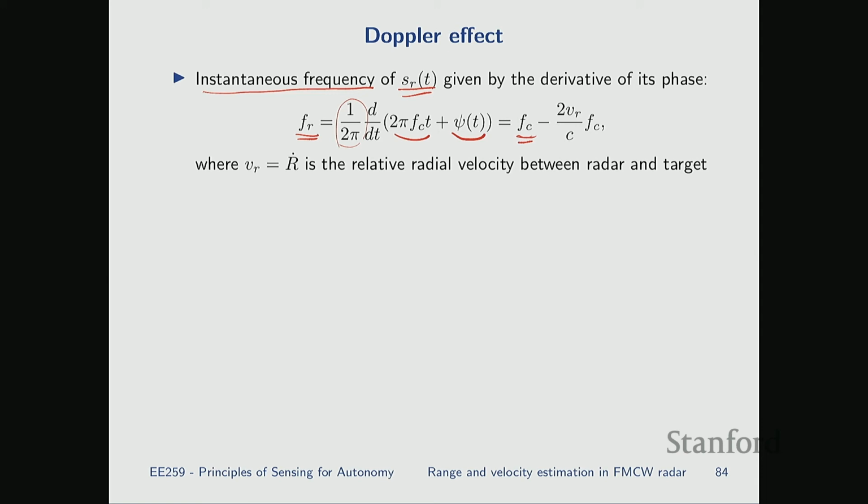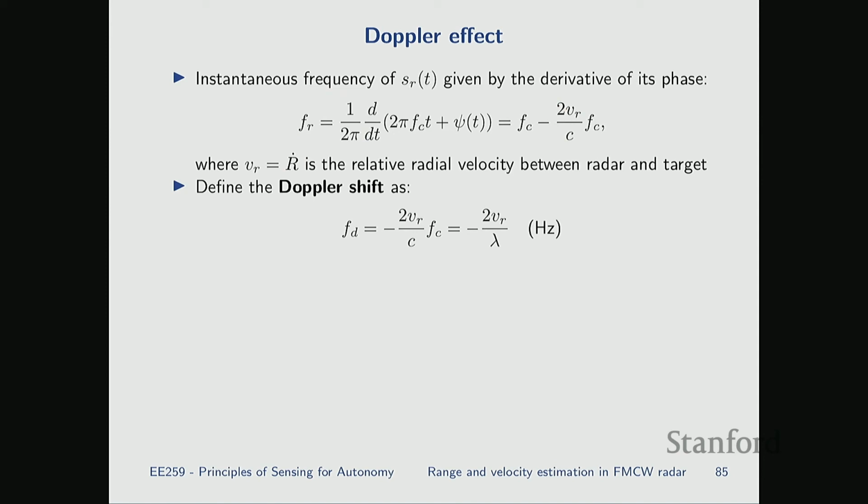That's expected, right? But now you get this additional term, minus 2 Vr over c times fc. What is Vr? Vr is the derivative of range, r dot. And we are calling it Vr because by definition, the derivative of the range is the relative radial velocity between the radar and the target. So now if Vr is non-zero, if there's some relative radial movement between the target and the receiver, that's going to induce a shift in the instantaneous frequency of the signal that you receive. That's called the Doppler shift.